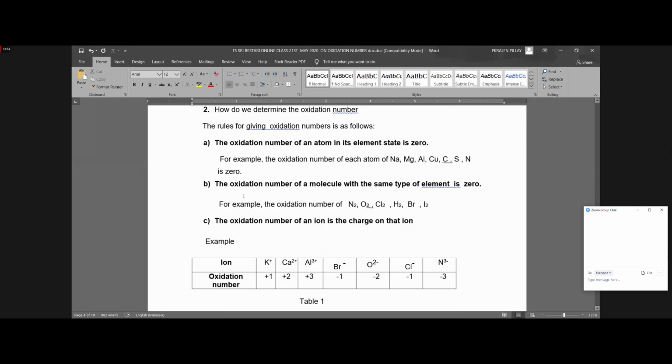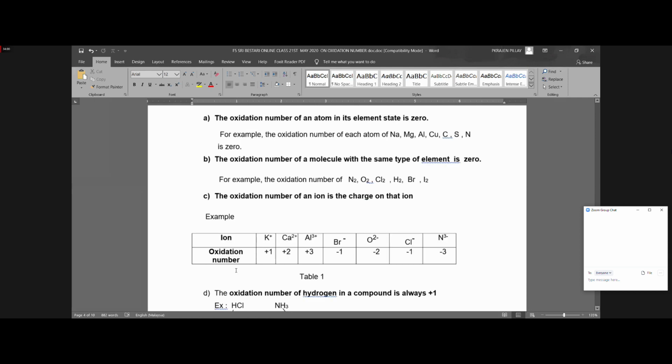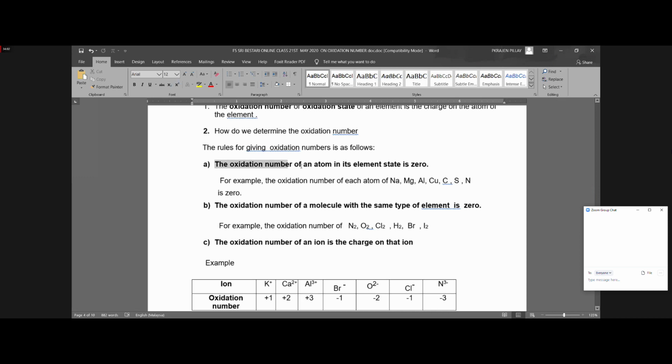Very simple rules. I have A, B, C, D, and E. Only five simple rules. First, the oxidation number of an atom in its element state is 0. What do you mean by that? If I give you sodium, magnesium, aluminium, copper, zinc, all that, even carbon, which is a non-metal but an element. Inside every element, there are atoms, so the oxidation number of all of these atoms will be 0.